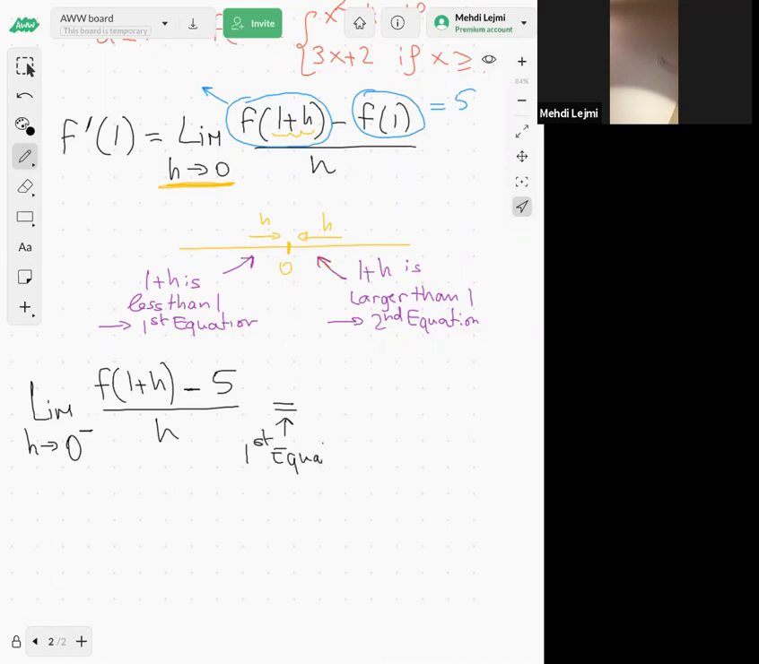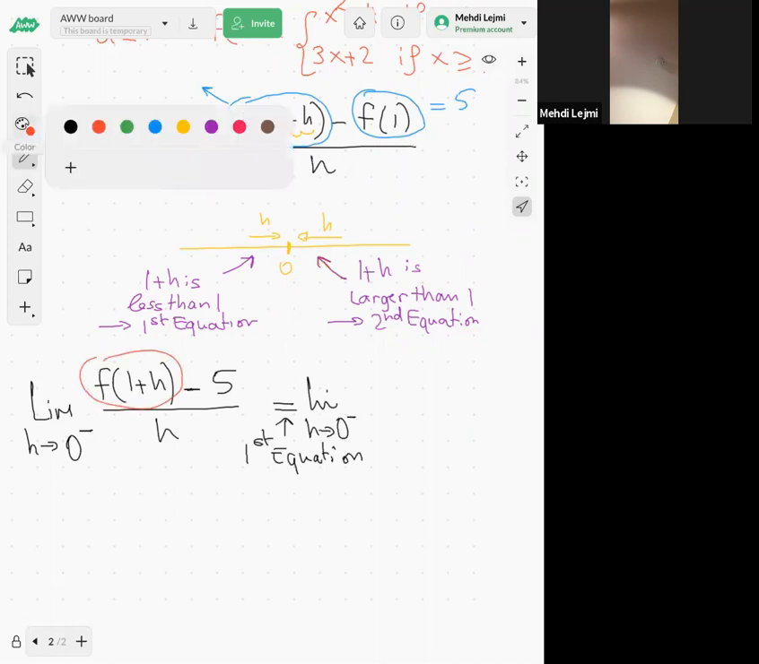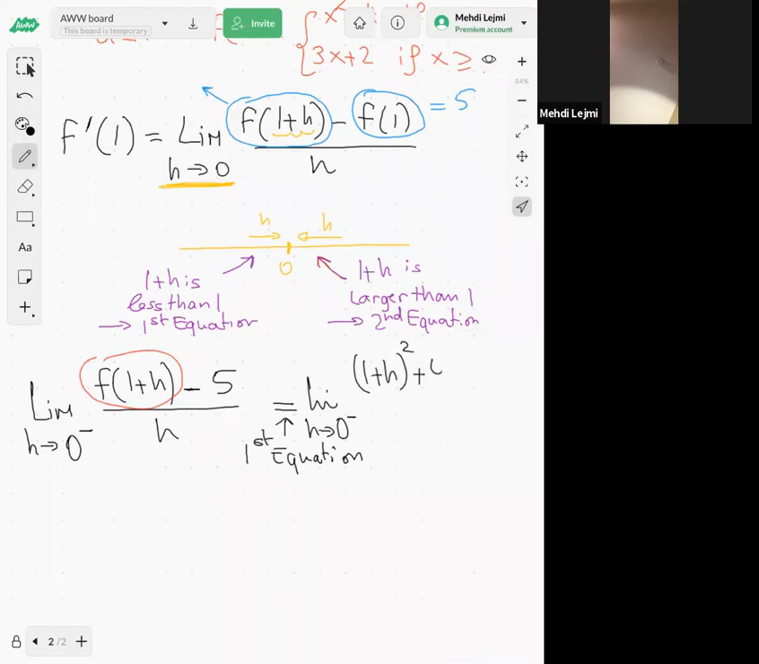So 1 plus h would be f of 1 plus h, so this is the limit as h goes to 0 from the left. For f of 1 plus h, I'm going to use the first equation. That will be (1 plus h) squared plus 4. That's like x squared plus 4, but my x is 1 plus h. So (1 plus h) squared plus 4, and then minus 5 over h. So let's compute this thing.